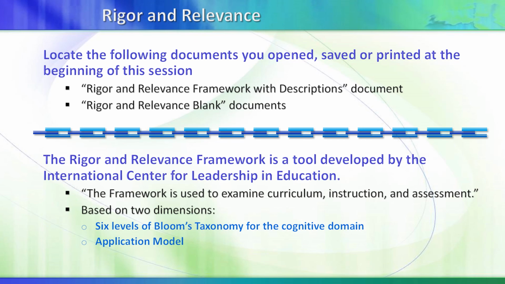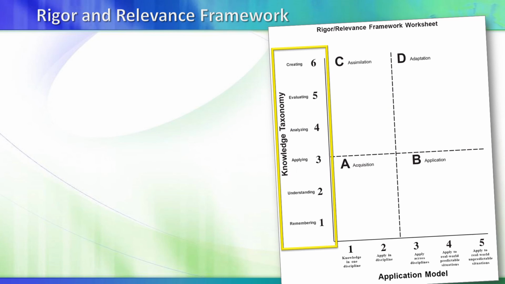Next, shift your attention to a tool known as the Rigor and Relevance Framework. The Rigor and Relevance Framework is a great tool used to determine appropriate assessment types. It is based on 2 dimensions, including the 6 levels of Bloom's taxonomy and the application model. Let's take a closer look at the Rigor and Relevance Framework.